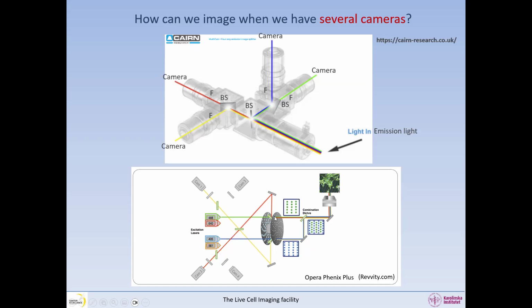will be projected to two different quadrants on the spinning disk, or the micro lenses, and with the help of different beam splitters and dichroic mirrors will be sent to each of the corresponding cameras. And it's again a very fast way to image, but of course you need several cameras. And of course the images are later combined in the software.